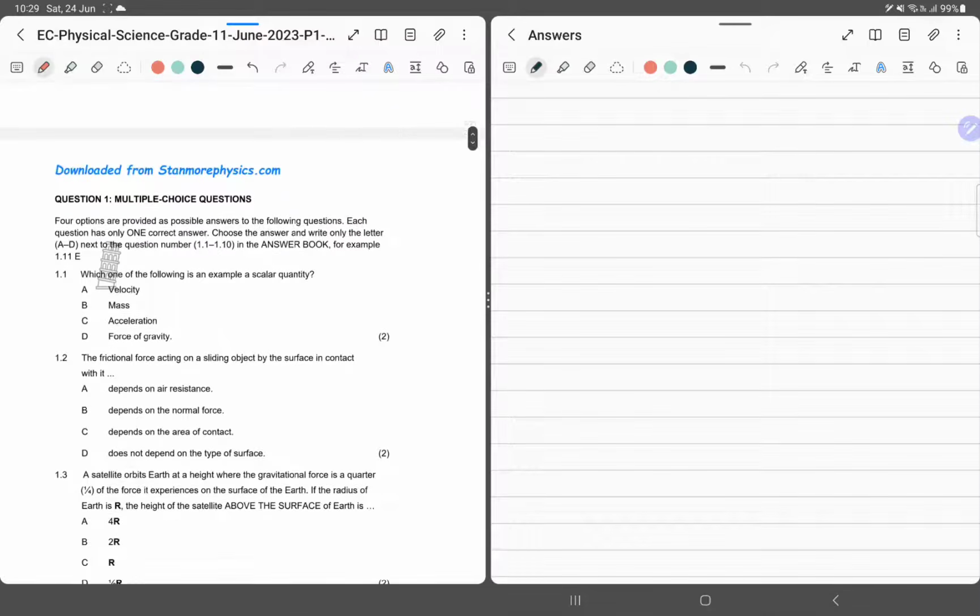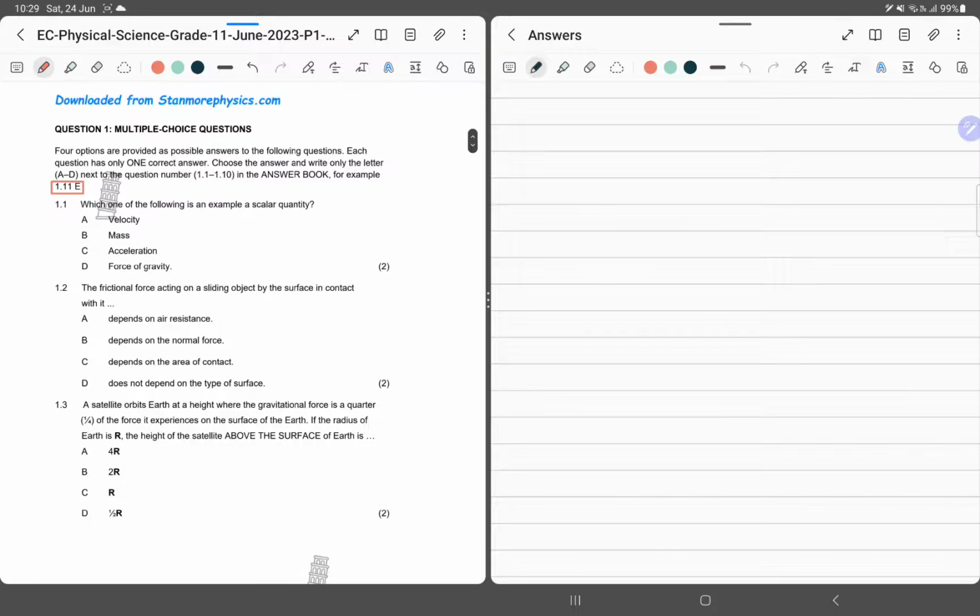So let's go on to question 1.1. Technically, this is the MCQs, you already know, but please read the instructions. It says 4 questions are provided as possible answers to the following questions. Each question has only one correct answer. Choose the answer and write only the letter A to D next to the question number. And we are given an instruction as to how to go about doing that.